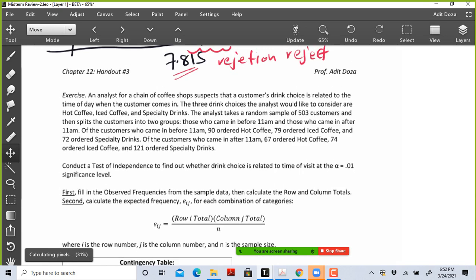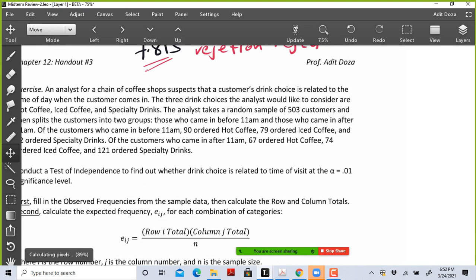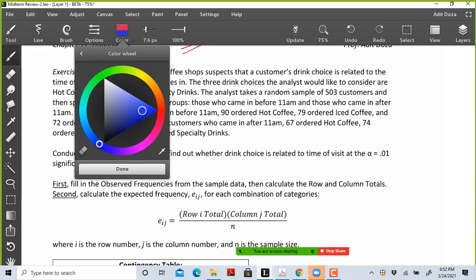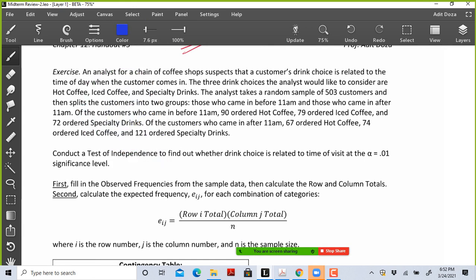An analyst of a chain of coffee shops suspects that customer drink choice is related to the time of the day when the customer comes in. The three drink choices the analyst would like to consider are hot coffee, iced coffee, and specialty drinks. So there are three drink choices. The analyst takes a random sample of 503 customers and splits the customers into two groups: one is before 11 a.m. and the other is after 11 a.m.